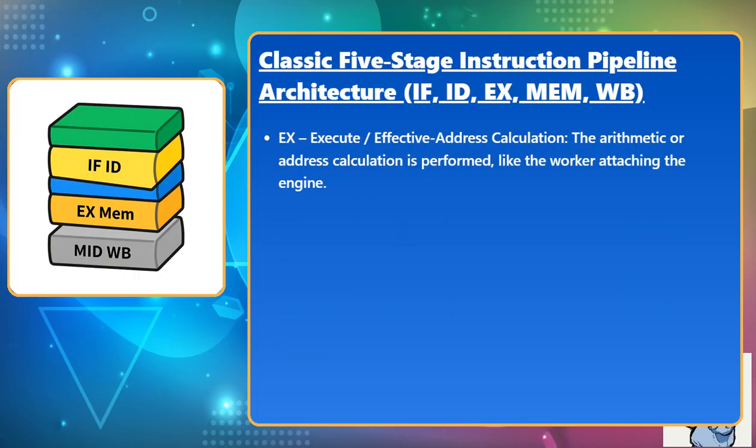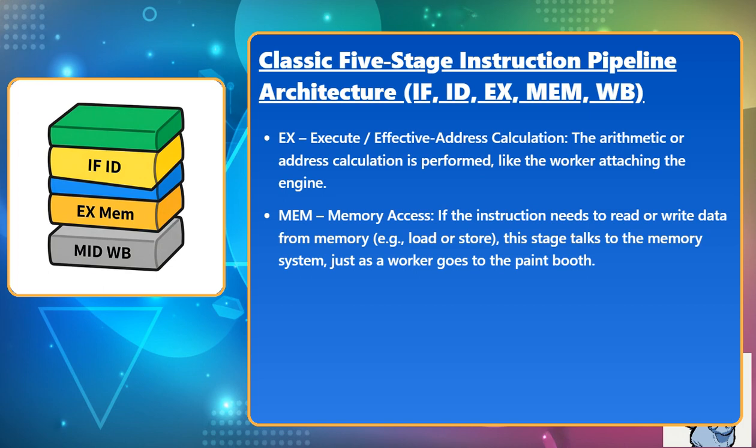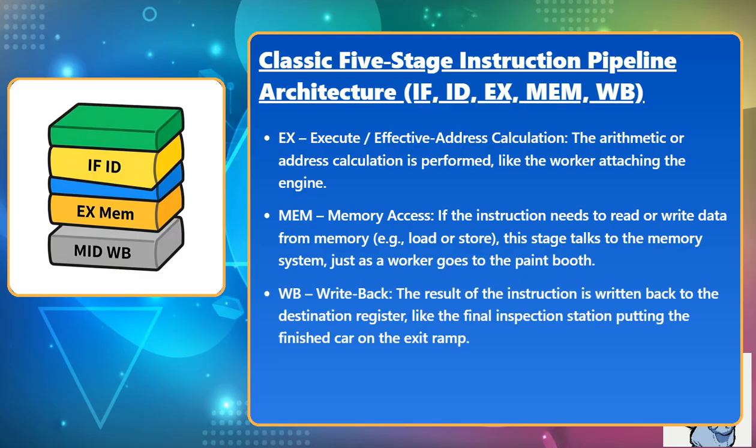EX, execute or effective address calculation. The arithmetic or address calculation is performed, like the worker attaching the engine. MEM, memory access. If the instruction needs to read or write data from memory, for example load or store, this stage talks to the memory system, just as a worker goes to the paint booth. WB, write back. The result of the instruction is written back to the destination register, like the final inspection station putting the finished car on the exit ramp.